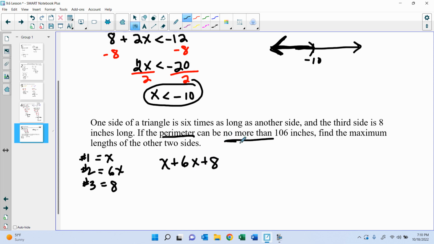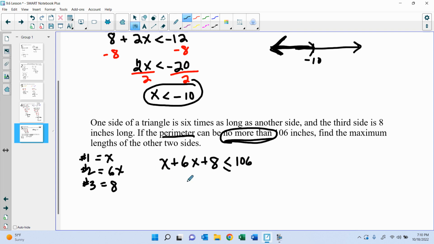Well, what they tell us is it can be no more than 106. So it can't be more than 106. Now, let's decide if it can be equal to 106. So it can be 106, it just can't be more. So we're going to put an equal there. And then it says find the maximum lengths of the other 2 sides. So basically that just means solve this, because side number 1 has to do with X and side number 2 is 6X. So we're just going to go through the normal process.